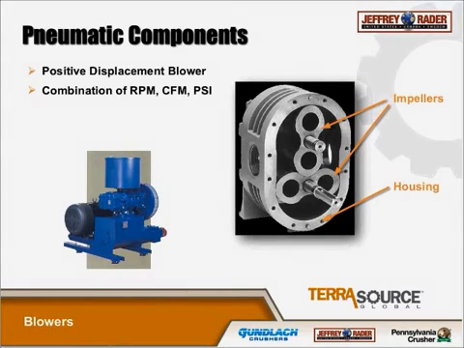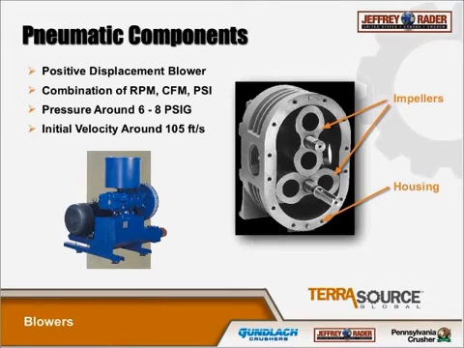We size these blowers based on the CFM and PSI requirements within the system. That, coupled with the maximum RPM of the blower, is what's going to allow us to choose the right one. Typically see pressures around 6 to 8 psi gauge pressure within a system. It's going to change unique to each system. And then initial velocity might be around 105 feet per second. It's going to be different with each material, and as we said before, it's going to increase to a maximum point at the end of the system.